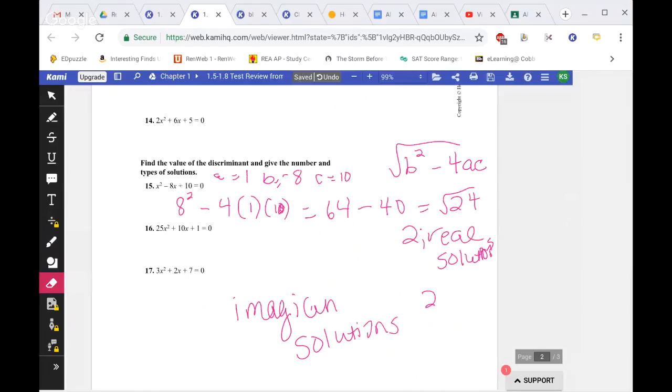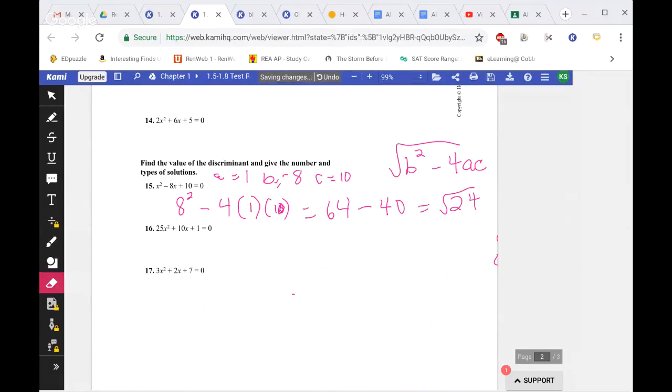You just give me whatever the value is and then tell me what that value tells you. Like it's going to be two imaginary solutions. It's going to be two real solutions. Or if it happens to be 0, then you would tell me there's one real solution. Were there any of them that were 0? Yes, there was one, right? Yeah, there was.